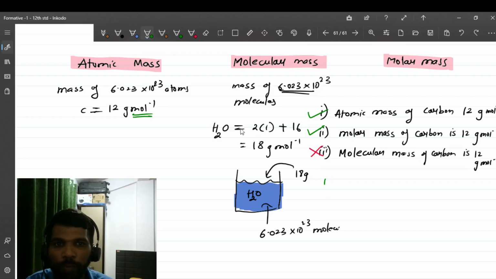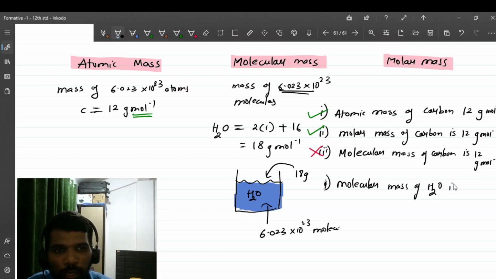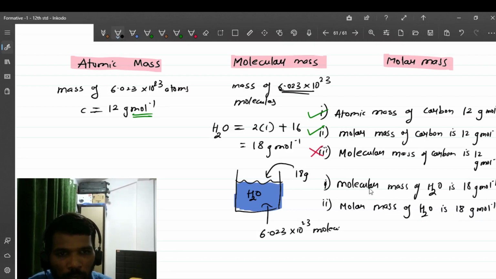So here I can say that molecular mass of water or H2O is 18 grams per mole. I can say molar mass of H2O is 18 grams per mole. Why can I use this molecular as well as molar? Because it is again one mole. See, I can use molar for atoms also. I can use molar for molecules also.